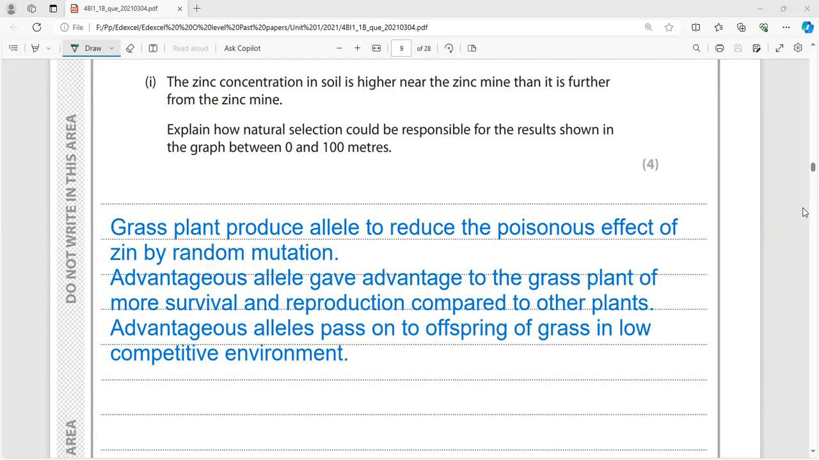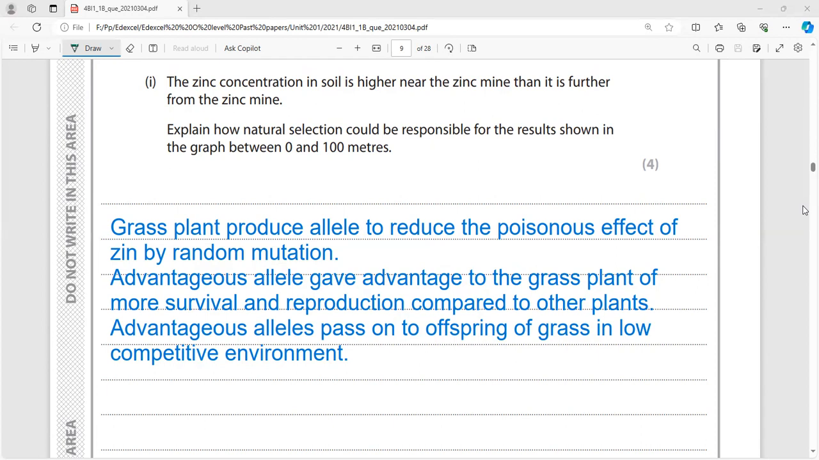The second point we can write: the advantageous allele gave an advantage to the grass plant for more survival, because it can survive in the presence of poison. So this is your second point. And the third point, it can reproduce more as compared to the other plants. And then the fourth point, it will transfer that advantageous allele to the next generation. Why? Because all other plants will die in this region, while only this plant will survive in that region.